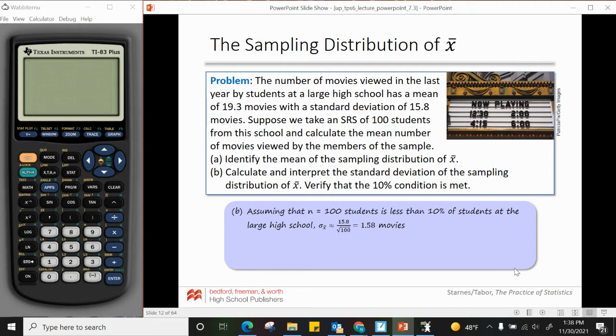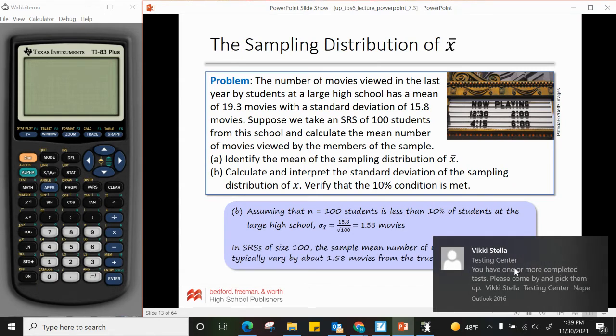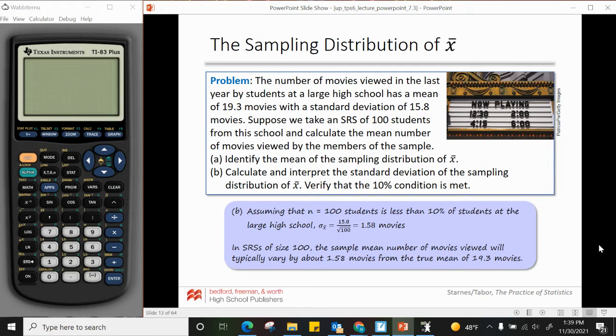So since the 10% condition is met, we can go ahead and use that sigma x bar is approximately sigma over square root n. So 15.8 divided by square root of 100 comes out to 1.58 movies. Now to interpret that, that means in SRSs of size 100, the sample mean number of movies viewed will typically vary by about 1.58 movies from the true mean of 19.3 movies.